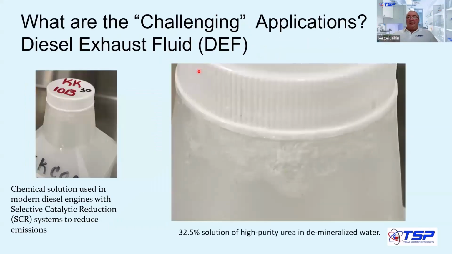Then the next thing on the list in our complex or tough applications is what's called diesel exhaust fluid, or abbreviation DEF. That's the chemical that is used in diesel engines to reduce emissions. The issue with it, why I put it at the top of the chain of difficult samples, you see the picture here. The DEF contains 32.5% of urea, and it crystallizes instantly.